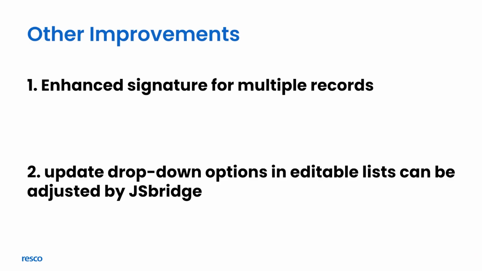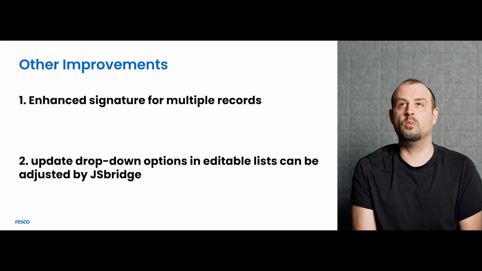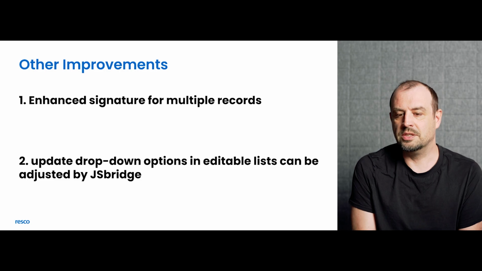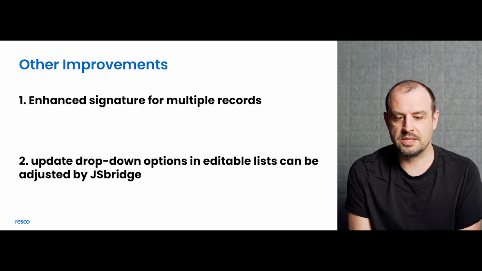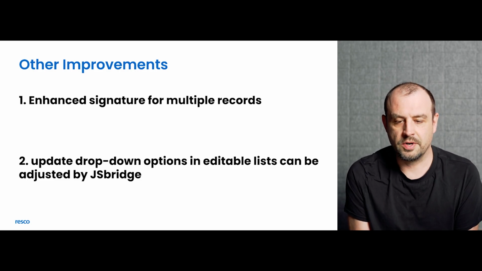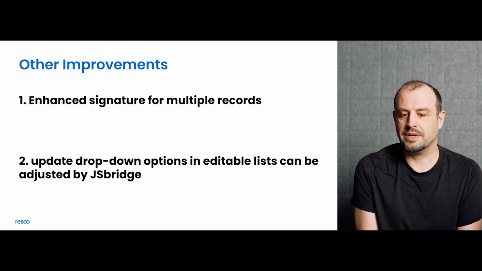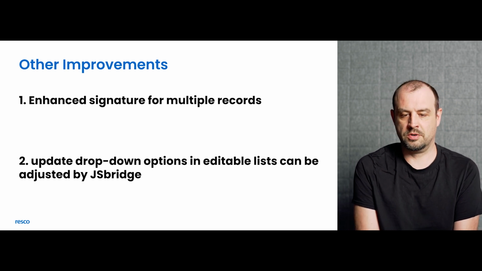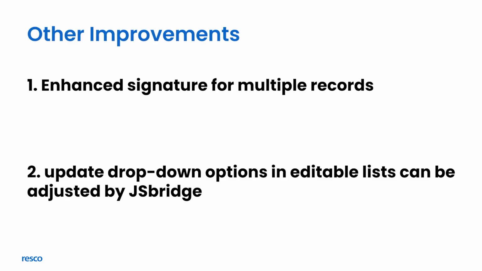First one is enhanced signature for multiple records. Enhanced signature workflow allows signing generated reports directly in the app. With this release, the feature is also available for mobile reports that use multiple records as their sources. For example, when a customer needs to sign a report including multiple work orders, and the report auto-attaches to the first selected record.